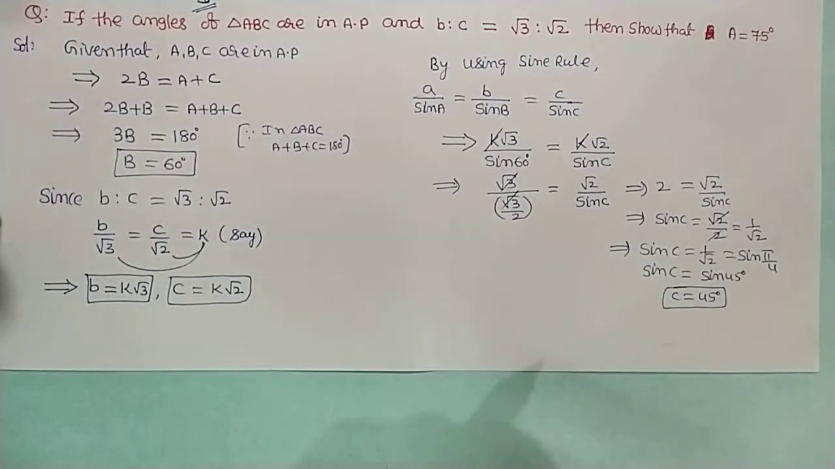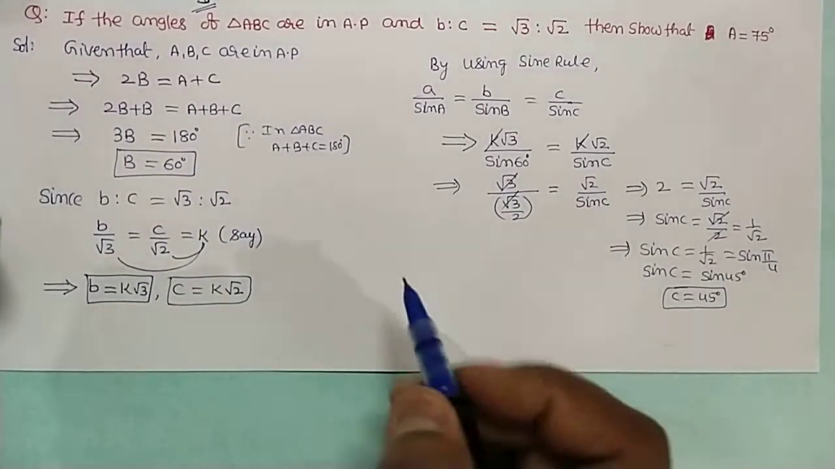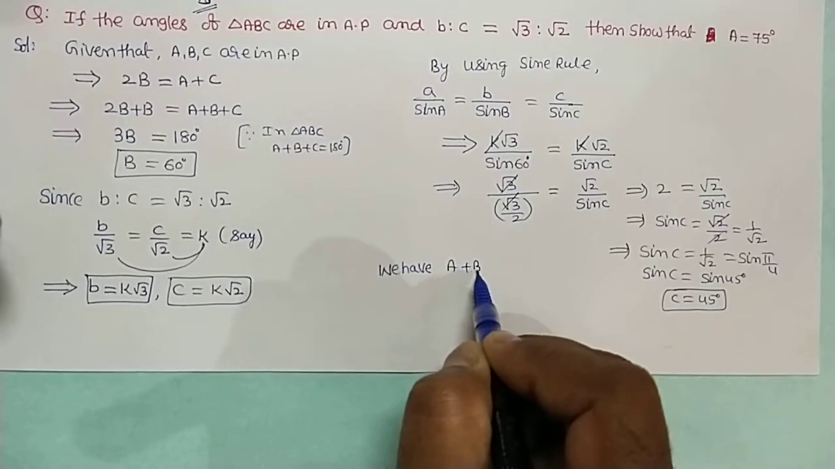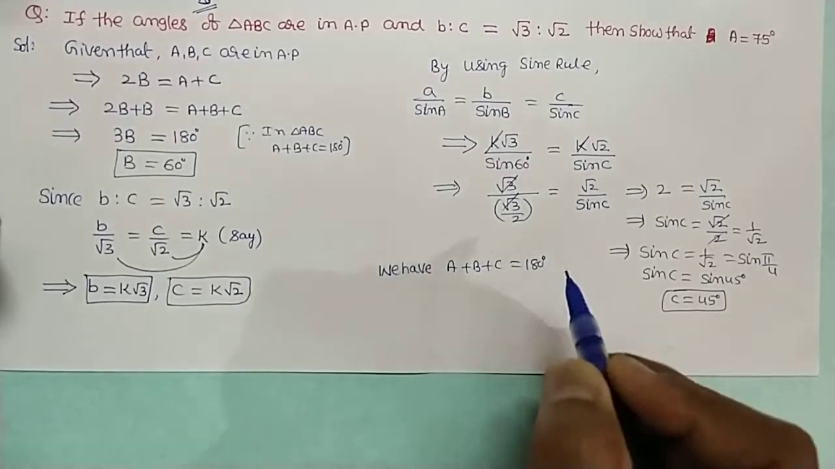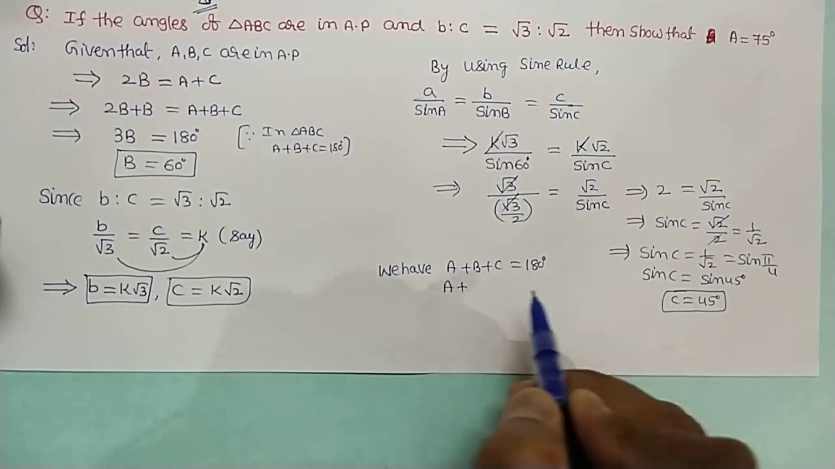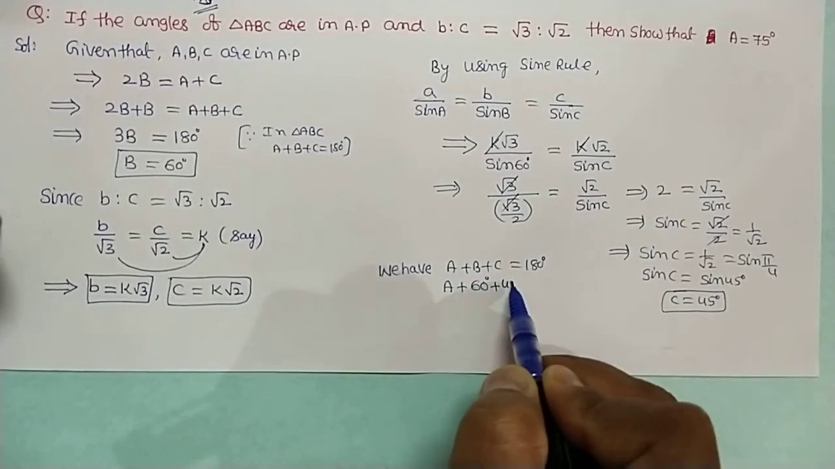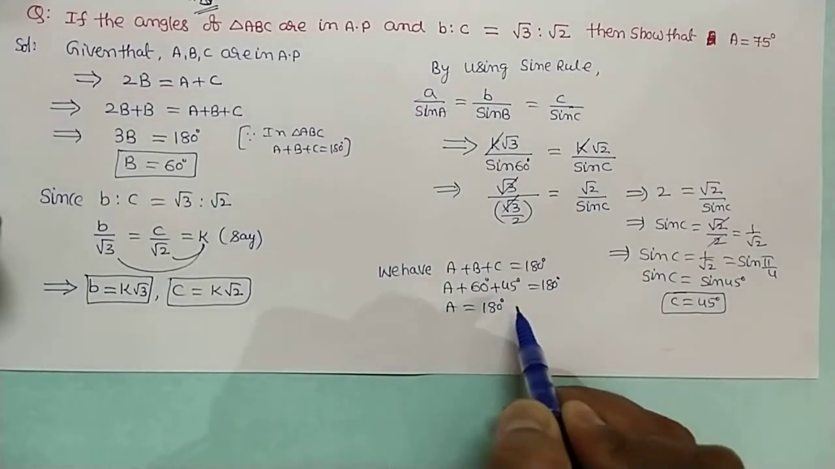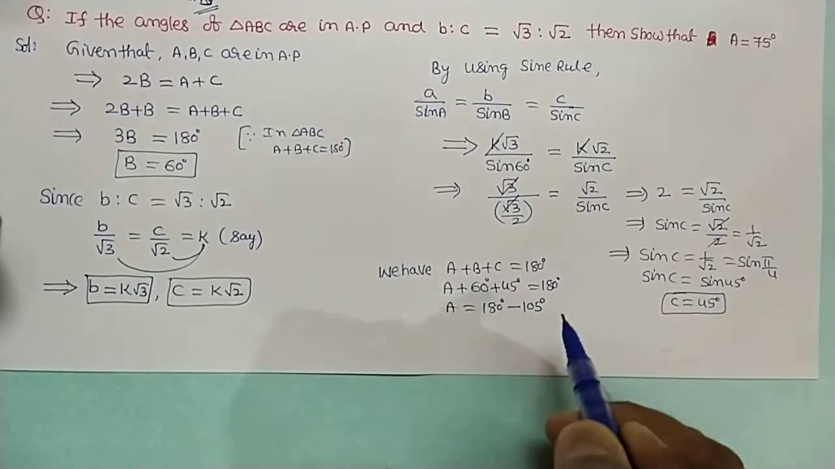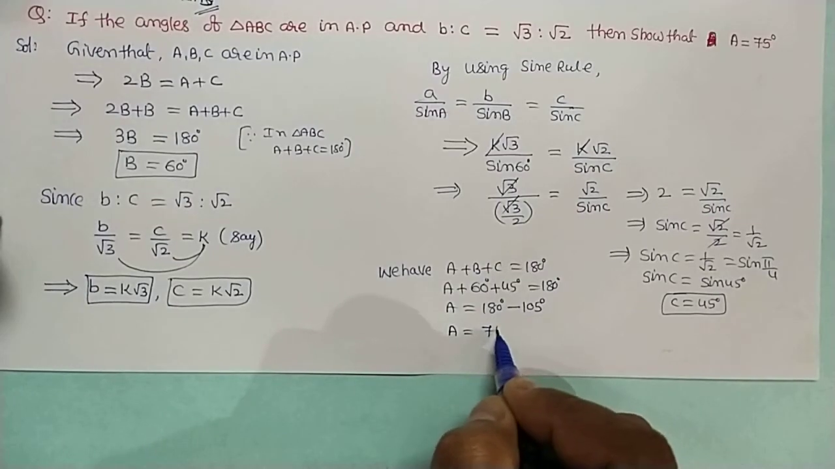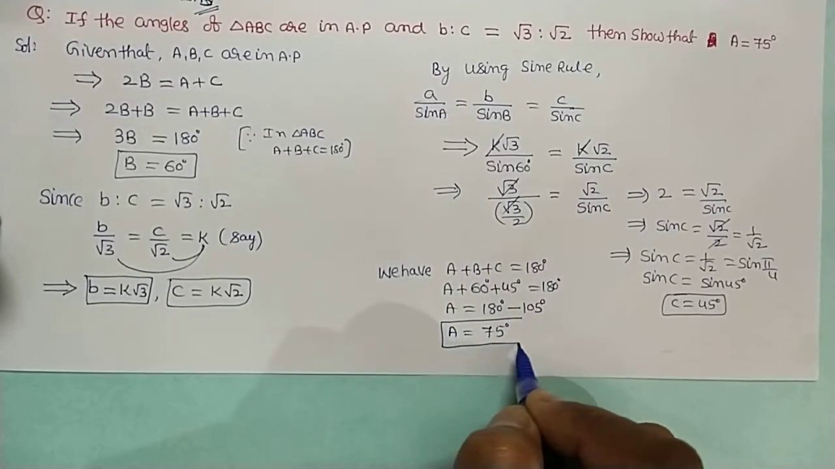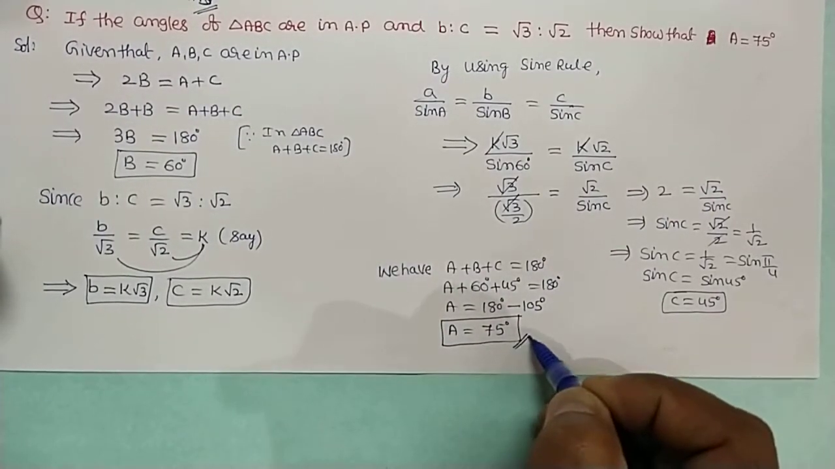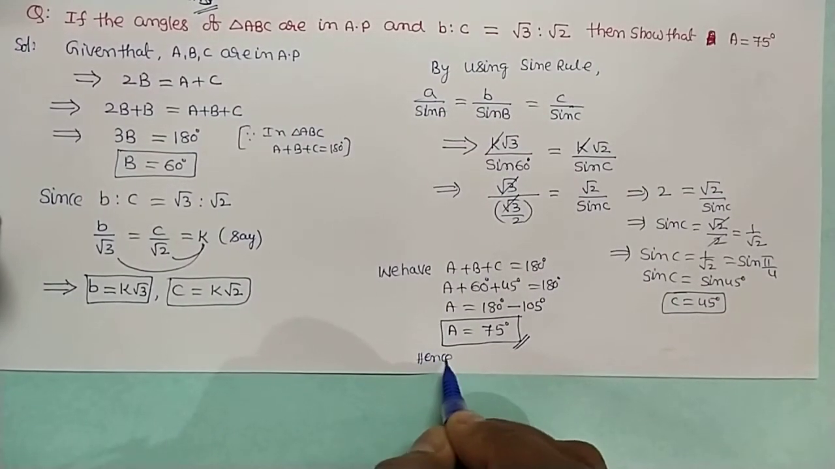They are asking to calculate the A value, no? B value we got, C value we got. We know that A plus B plus C is equal to 180. So the A value we require, and B value is 60 and C value is 45, equal to 180. So A is equal to 180 minus 105. So A equal to 75 degrees. They are asking to prove A is equal to 75. Hence proved.